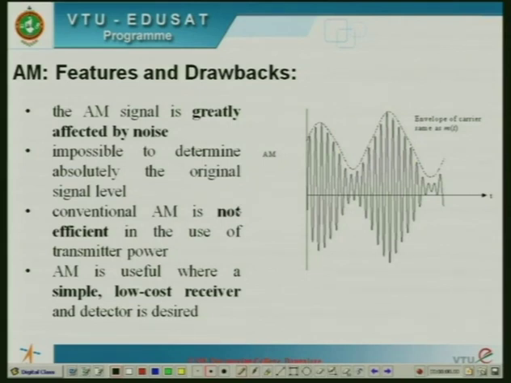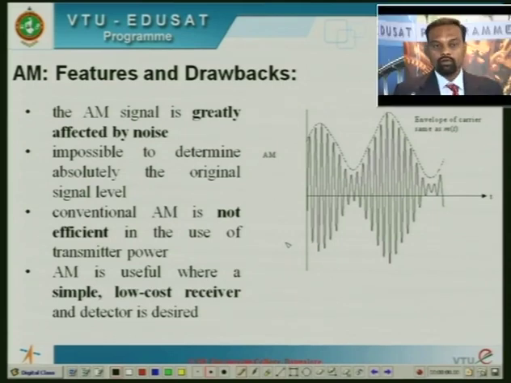Conventional AM is not efficient in the use of transmitted power. The reason is, if you try to transmit the signal, we know that the total power required is the carrier power multiplied by 1 plus m square by 2. So for transmitting an AM signal, you need to have a large amount of power. That is another limitation of AM signal.